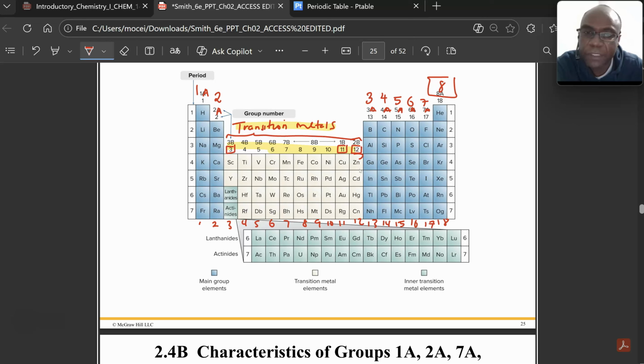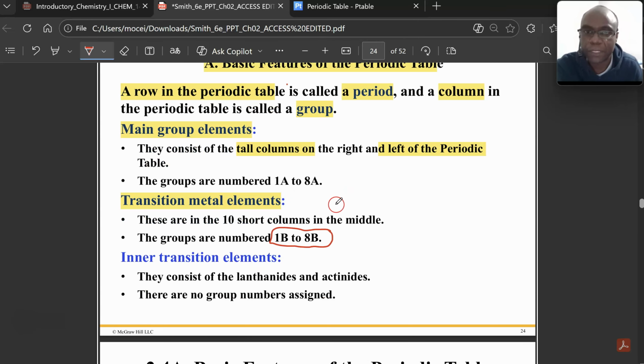Now you come back here, 3B, 4B, 5B, 6B, 7B, and 8B is from group 8, column 8 to column 10. All those will be 8B. They are all included in 8B. Okay, that is a feature of the periodic table.